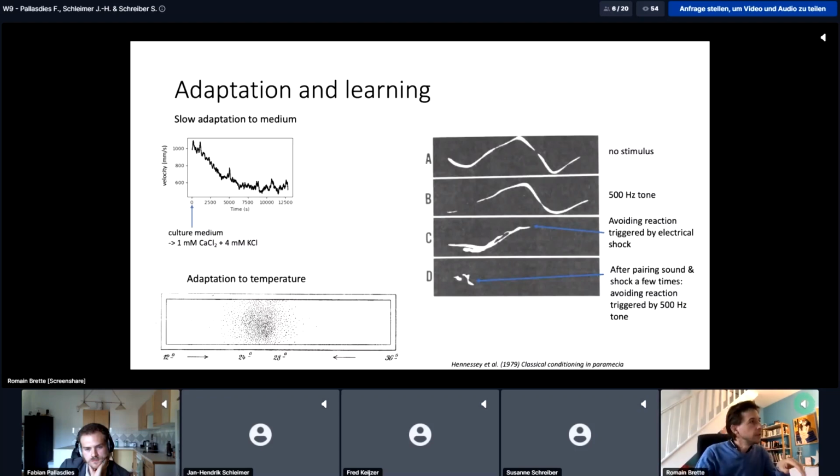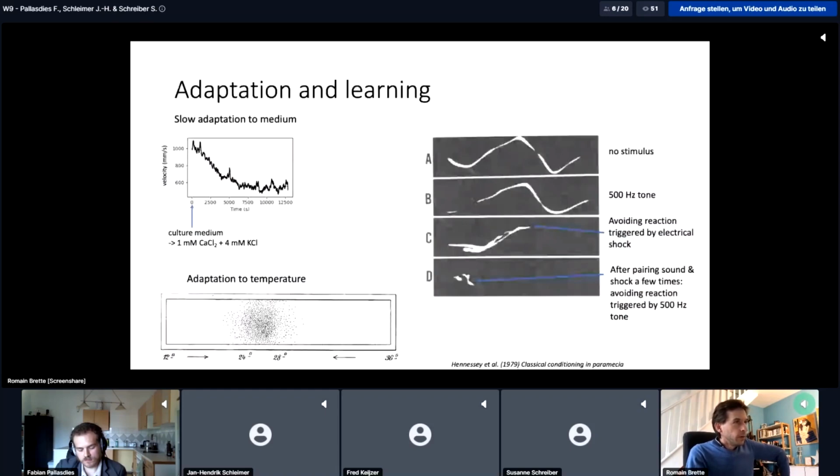And so normally you have trajectories that look like that, or in spiral trajectories. So when there's no stimulus, and in B, you can see what happens is you present 500 Hertz tone, nothing. But if you pair it with an electrical shock in the middle of the presentation of the tone, so 2 seconds after that, that triggers an avoiding reaction, so it changes direction. And if you repeat that a few times, then Paramecium starts the avoiding reaction before the electrical shock, just when you present the sound. So it has learned to respond to sound.